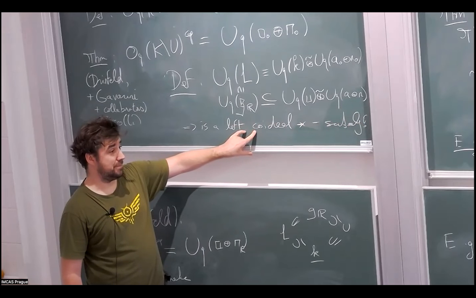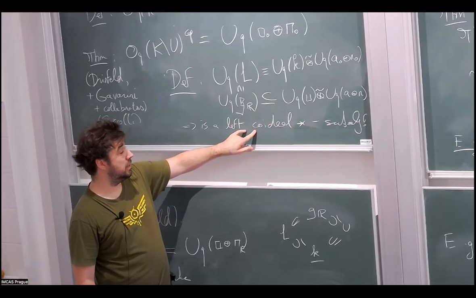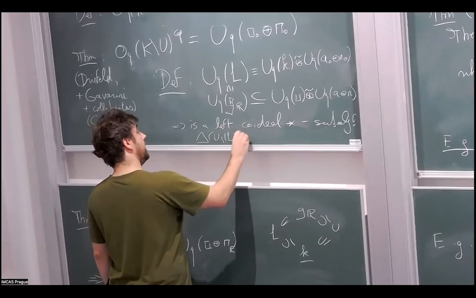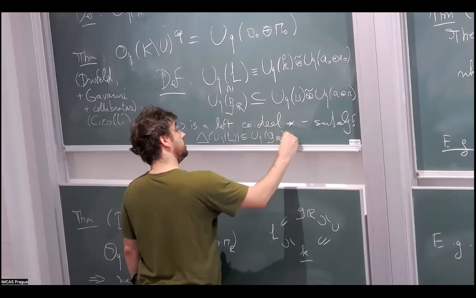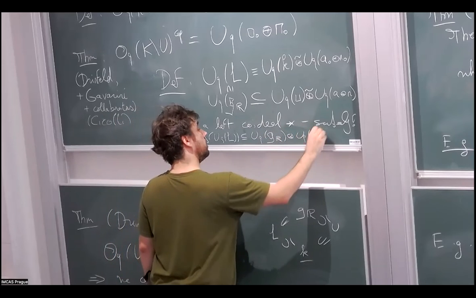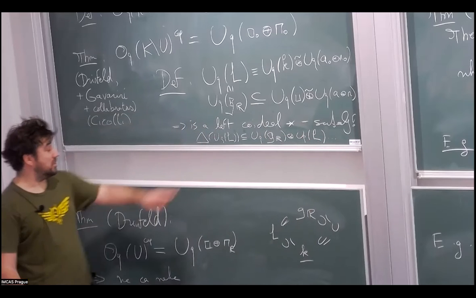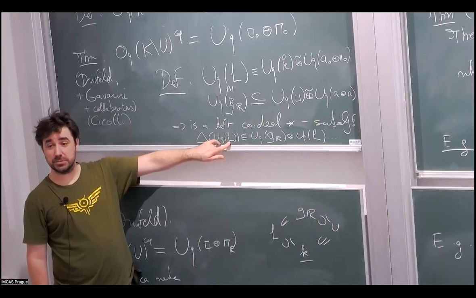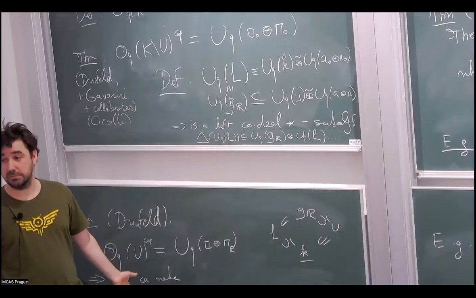So we don't have a delta which sends UQL into UQL tensor UQL. We only have that delta of UQL lands into UQ of GR tensor UQ of L. So there's no coproduct internal to UQL. So that would seem the end of the story. We can't make a tensor category because we can't tensor representations of UQL.